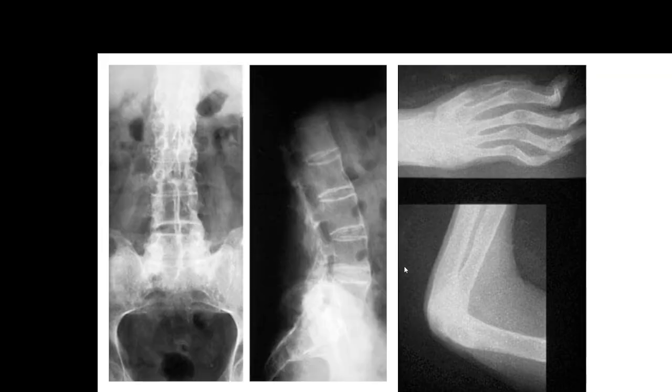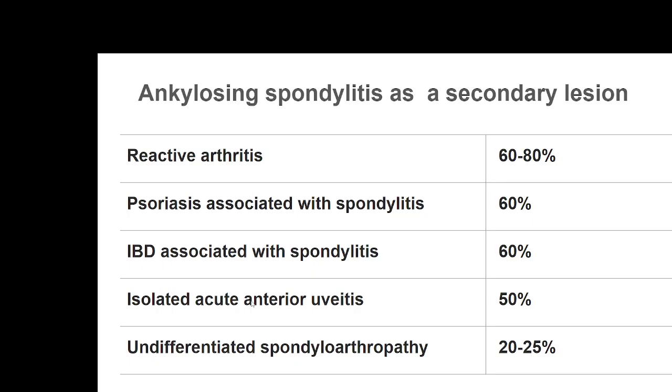So radiological signs of ankylosing spondylitis could also present with involvement of the other joints, like the elbow joints, or even the phalangeal joints, along with the involvement of the vertebral and sacroiliac joints. That confirms the ankylosing spondylitis.